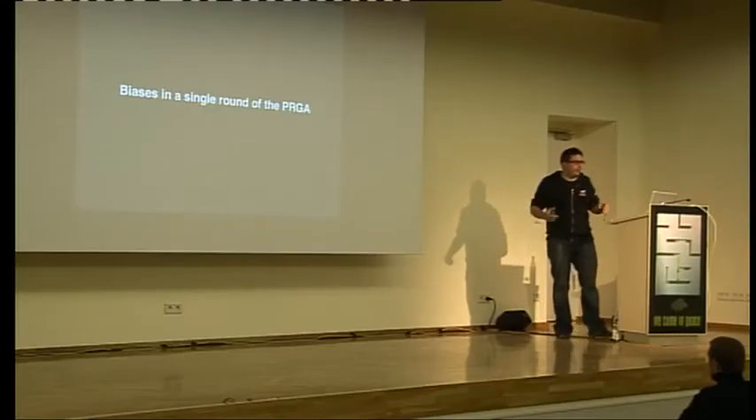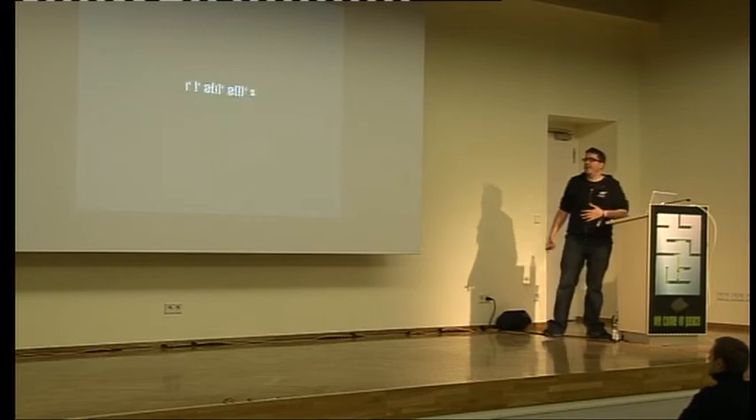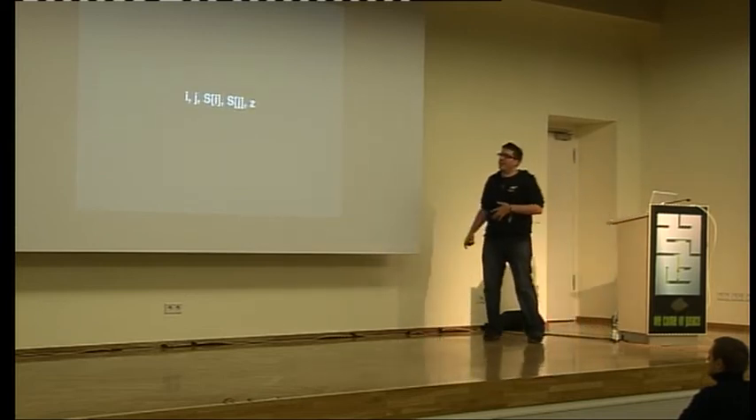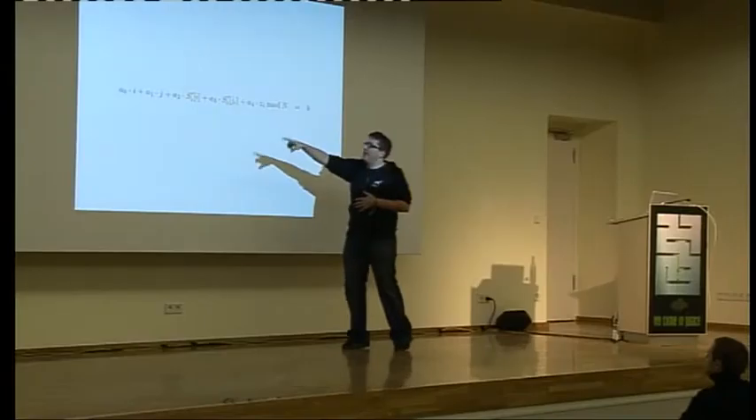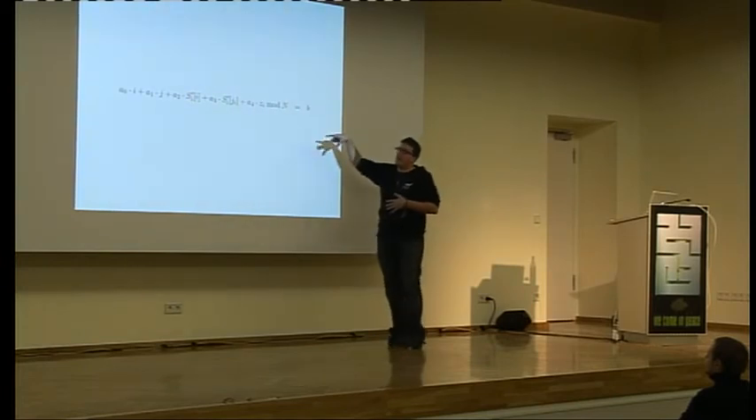So first, take all the values inside a round of the PRGA. By round, I mean when you generate the first byte of the keystream, it's round one. When we generate the second byte of the keystream, let's call it round two. Inside a single round, you have these values: i, j, S[i], S[j], and Z, which is the value of the keystream generated. When you don't know what to do, you say, let's try to find linear correlations between them. So we'll just put them here: i, j, S[i], S[j], Z equals a constant.